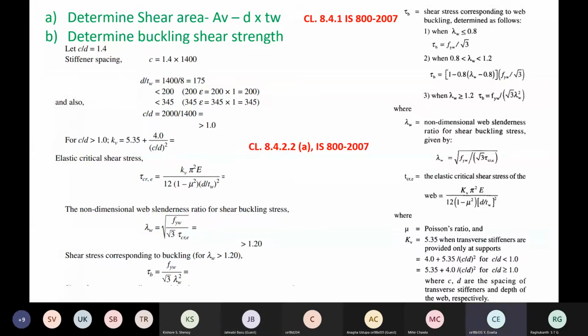7.31. Fine. After calculating kV, we will go for elastic critical shear stress, that is tau CRE. So kV, pi square E, all the values you know, you can substitute and get what is tau CRE. Mu is nothing but Poisson's ratio, that is 0.3. D by TW, you know.